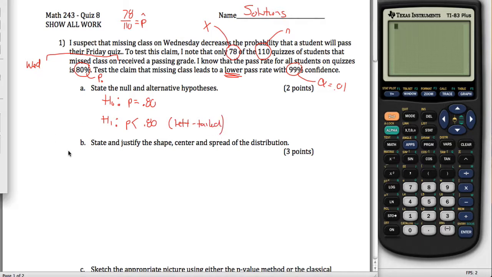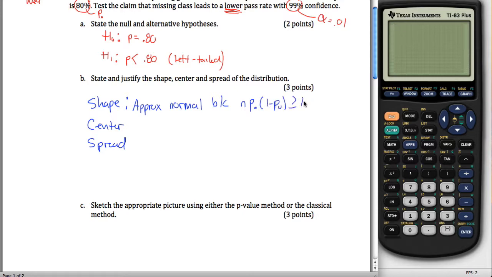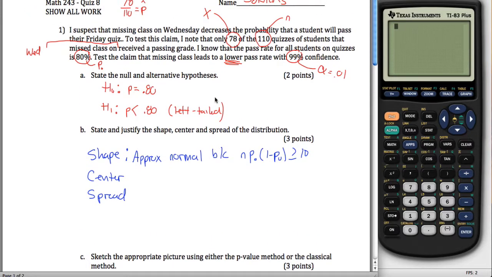Maybe I should make this a little bit more legible. State and justify the shape, center, and spread of the distribution. Shape better end up being approximately normal, or else we can't deal with it in this class. It is approximately normal because of the central limit theorem and the fact that n times p naught times 1 minus p naught is greater than or equal to 10. Could check that if you really wanted me to.